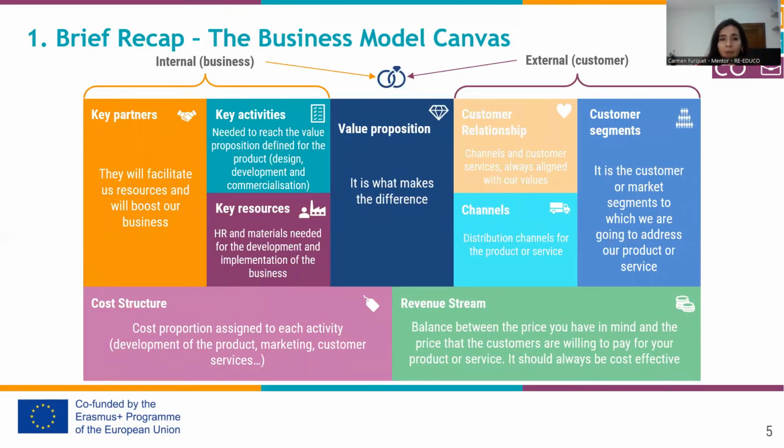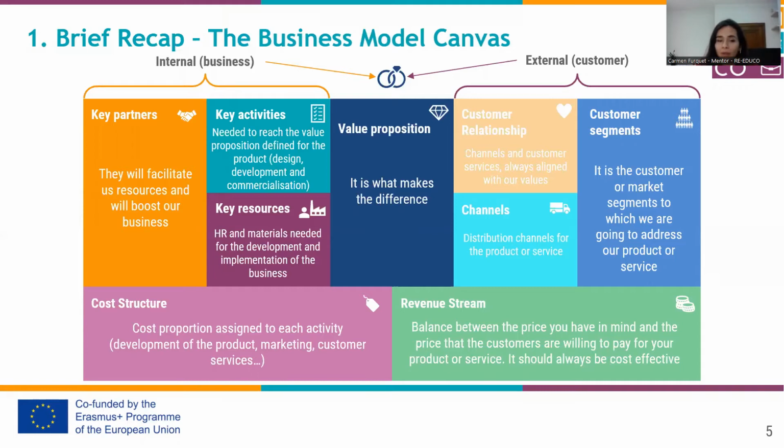Here we have the business model canvas. We have on the left side the internal part of this business model, that refers to the business. In this part, which we'll see in the next session, we are going to define the key partners. That is, these partners will facilitate resources for us and will boost our business. Also, the key activities that we are going to develop in order to reach our value proposition, as well as the key resources that we are going to need in order to also meet this value proposition. And it is not only material resources, but also human resources.